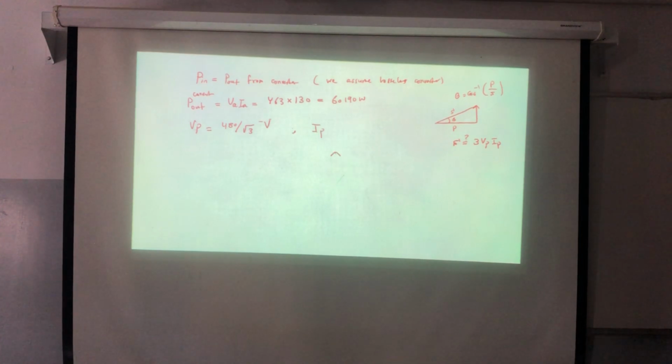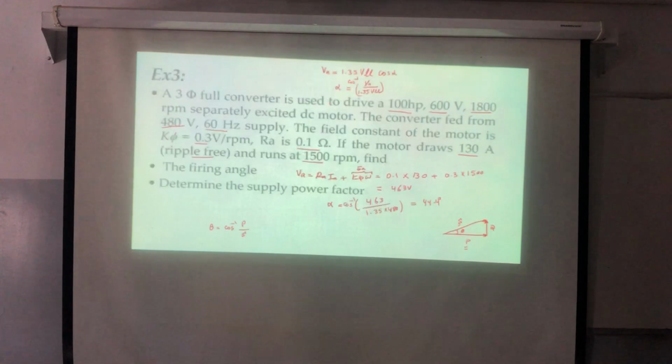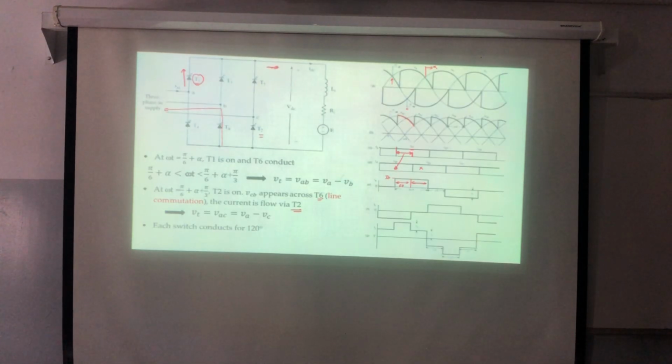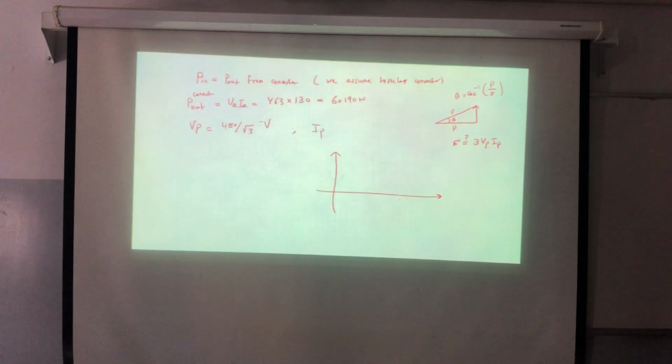Now remember, each switch is conducting by what? 120 degrees. And if I recall the waveform of the current, this is the IA. You see it? So what I need to do here is the integration, from here to here, in order to find the effective value or the RMS value, correct? So let's do the integration in order to find the RMS value.